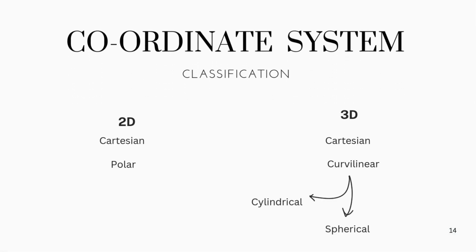Now we are going to start out today's topic, coordinate system. Here we can see that coordinates are classified into 2D and 3D. In 2D, there are two systems, polar and Cartesian coordinate systems. In 3D, it is divided into Cartesian and curvilinear systems. The curvilinear system is further categorized into two types, spherical and cylindrical coordinates.